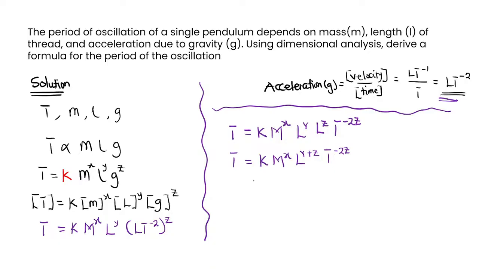So what we do is look at our left and our right hand side, and then we compare powers. We look at the left and then we look at the right, and compare powers. Over here, we see that on the left hand side we have T, and on the right hand side we also have T. So we'll compare T first. That is the first thing we will do.